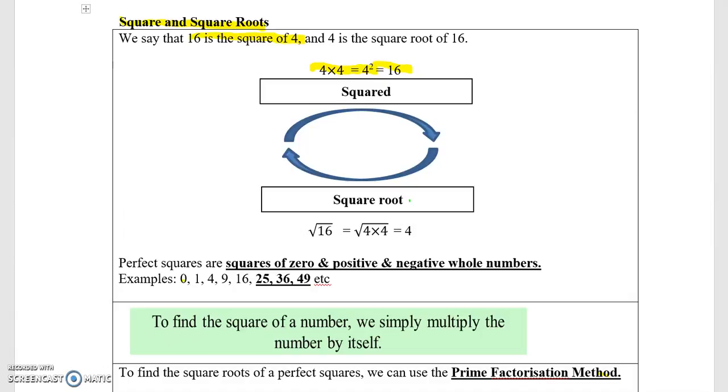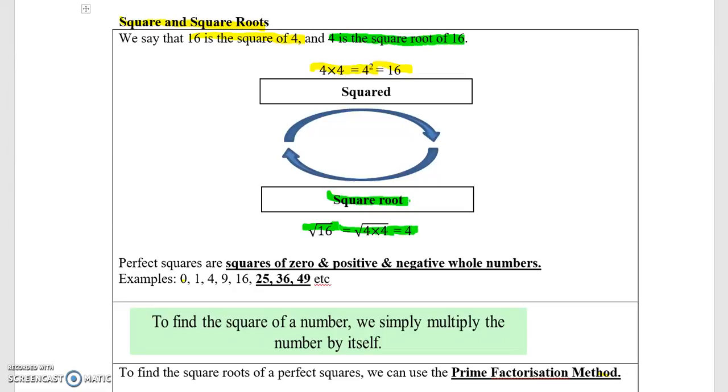The reverse of square is known as square root. We can say that 4 is the square root of 16, such that the square root of 16 is equal to the square root of 4 times 4, or the square root of 4 squared, which gives us 4.